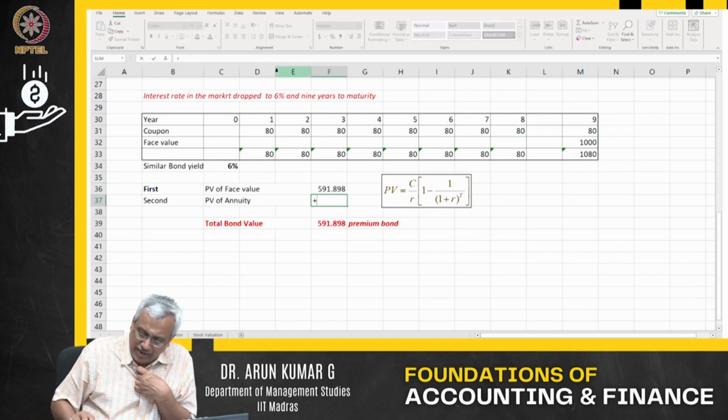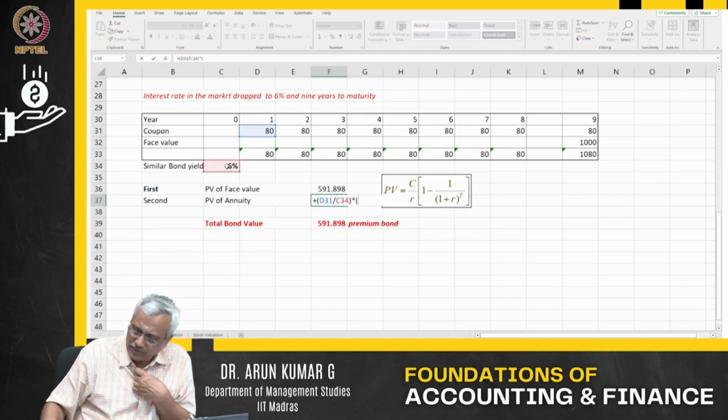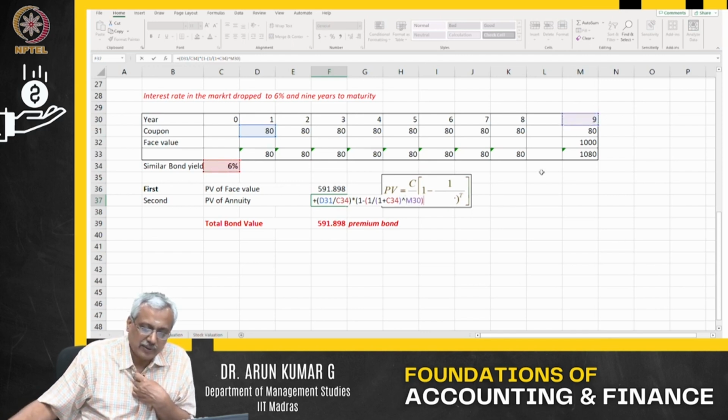What is the present value of the annuity? Present value of the annuity in this particular case, $80 is what I am going to get, divided by my R, that is 6%, into 1 minus 1 divided by (1 plus 6%) to the power of 9 is what we are looking at in this particular case.